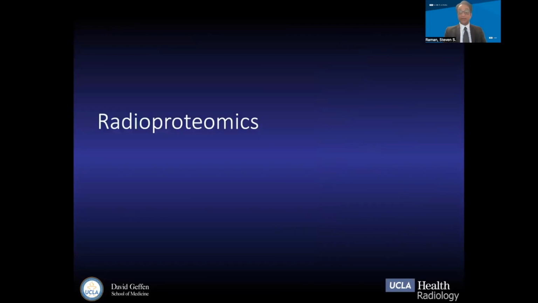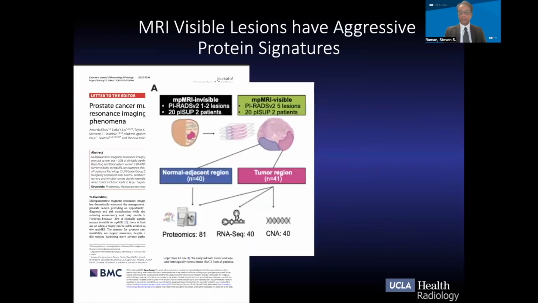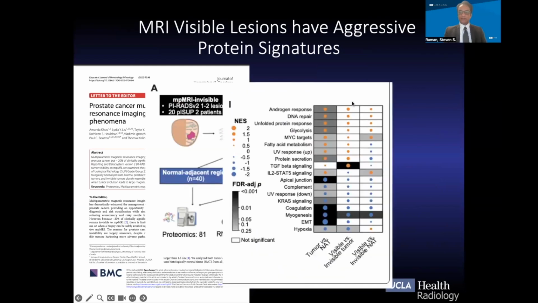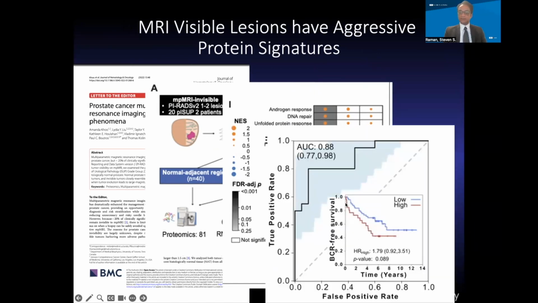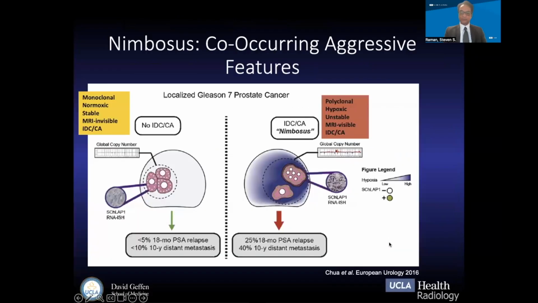And this is extended to radioproteomics, where for the first time we've shown visualized lesions of tumor, MR visualized lesions have a different proteomic pattern predicted by the genomics with androgen response, DNA repair, and other targets compared to invisible lesions, directly influence survival, and that these aggressive patterns result in poorer survival.